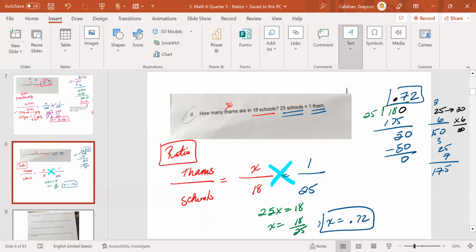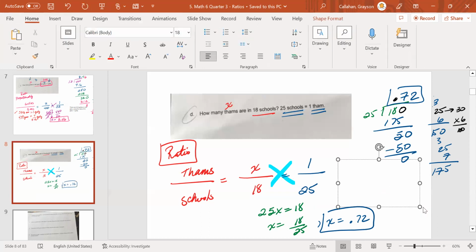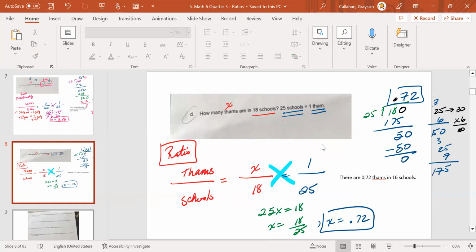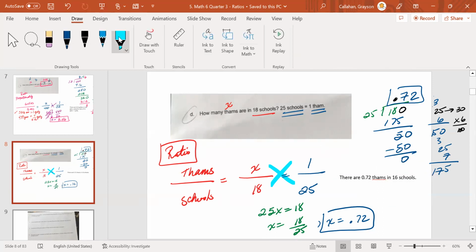So then when we go ahead and do this, you can say, go back to the question. It says how many thams? There are 0.72 thams in 18 schools, right? And you could just say that, that's it. So just answer the question. If you look at the question right here, Grayson, it looks very similar to how many thams are there in 18? I mean, you're just answering the question, right?